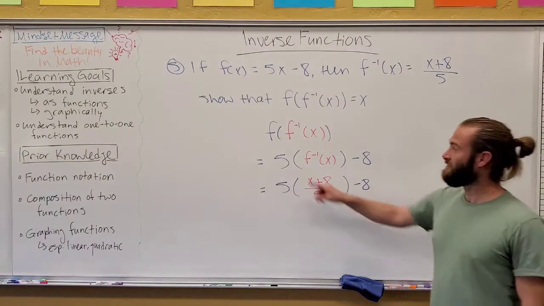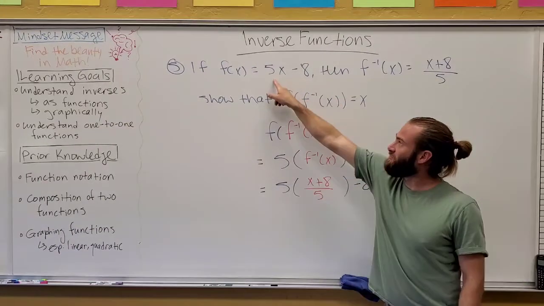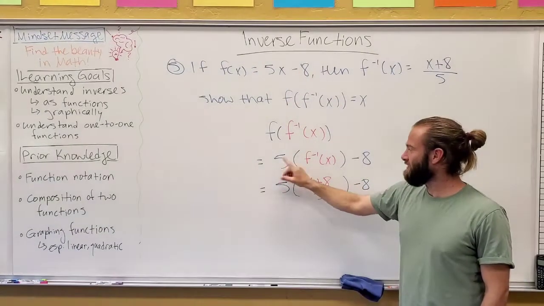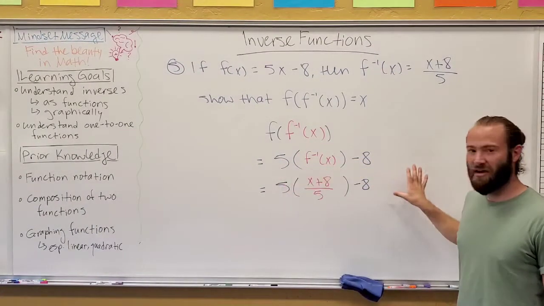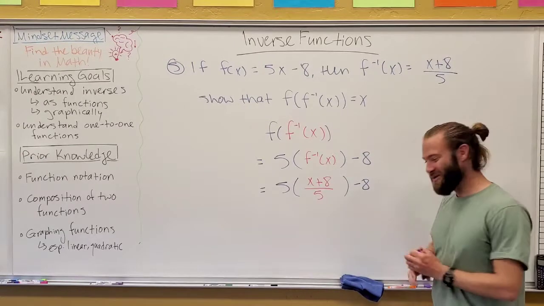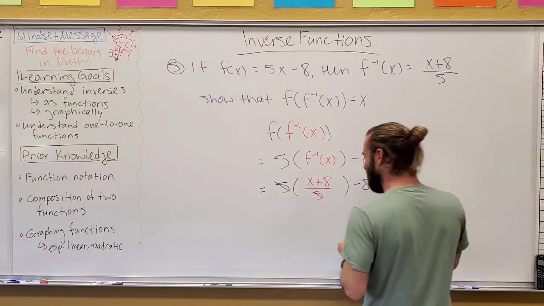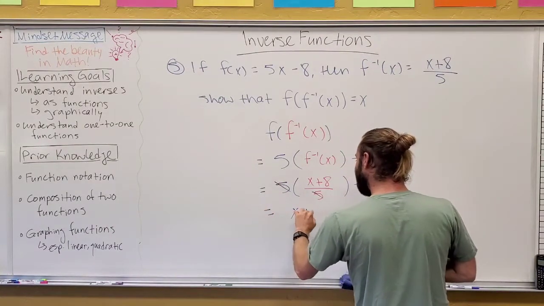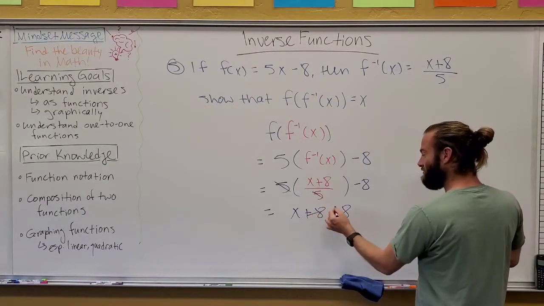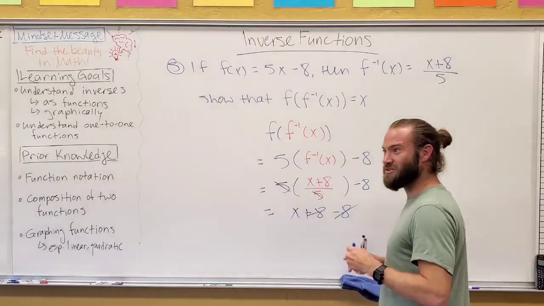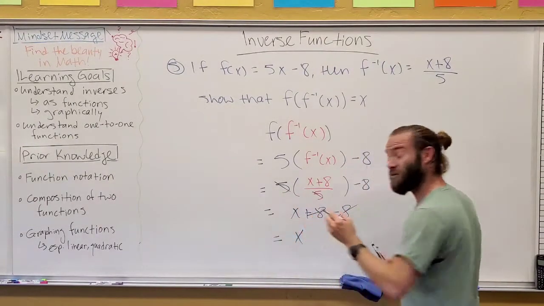So let's check this. F of f inverse of x, and I'll color code this just to keep track of it. F of x is 5 times the input minus 8, right? So 5 times that whole function minus 8. And that whole function is this, right? So here's what we have, but we just need to simplify it. Watch what happens. Like the shoelaces, 5 over 5, boom, cancels out. So that leaves me with x plus 8 minus 8. And then the plus 8 minus 8 cancels out, right? So everything canceled itself out, and it's in just the right order to cancel out. And all we're left with is x.